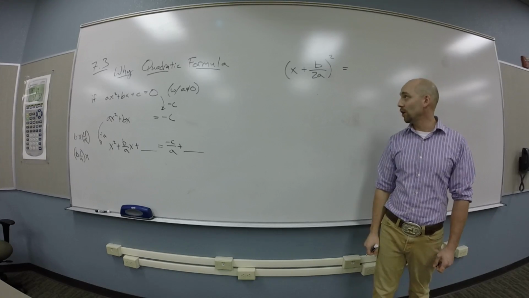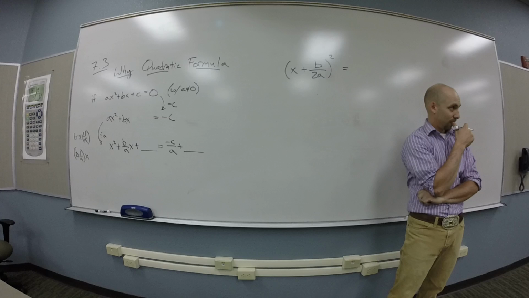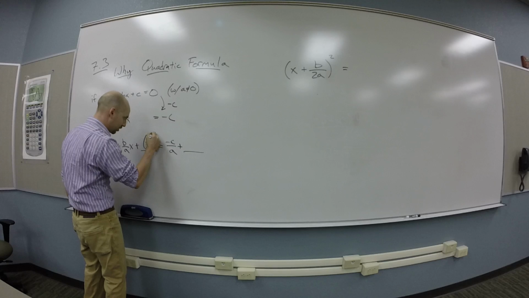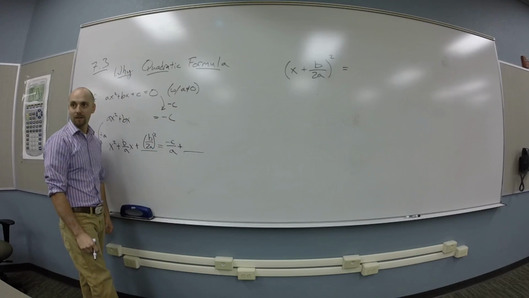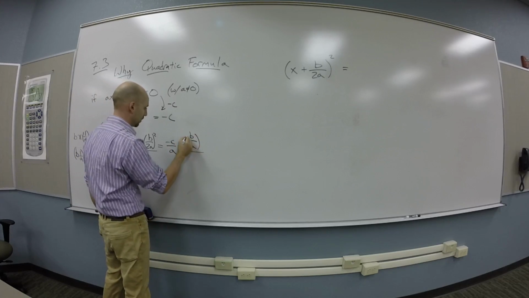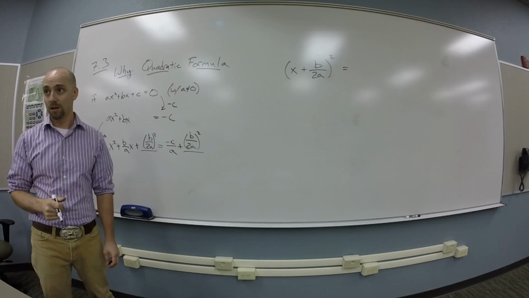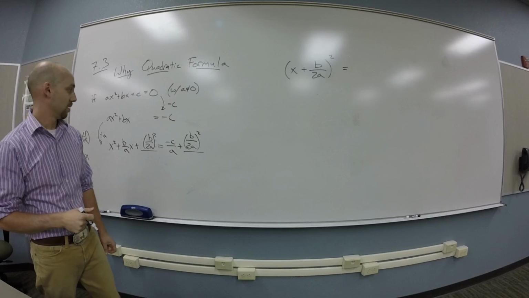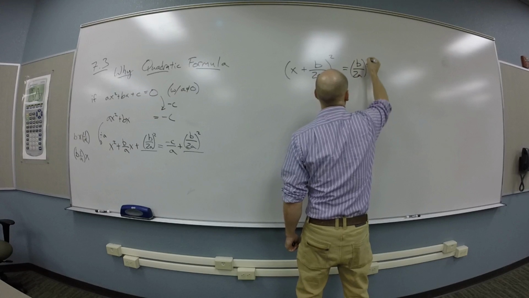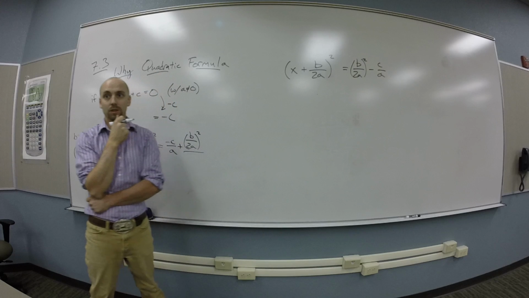So I got b over 2a, squared. What goes in the blanks now? b over 2a, all squared. What goes in the other blank? b over 2a squared as well, the same thing. So what's the right-hand side of that equation? b over 2a squared minus c. Oh, no, minus c over a. So I've got b over 2a all squared minus c over a, right? You guys cool with that?